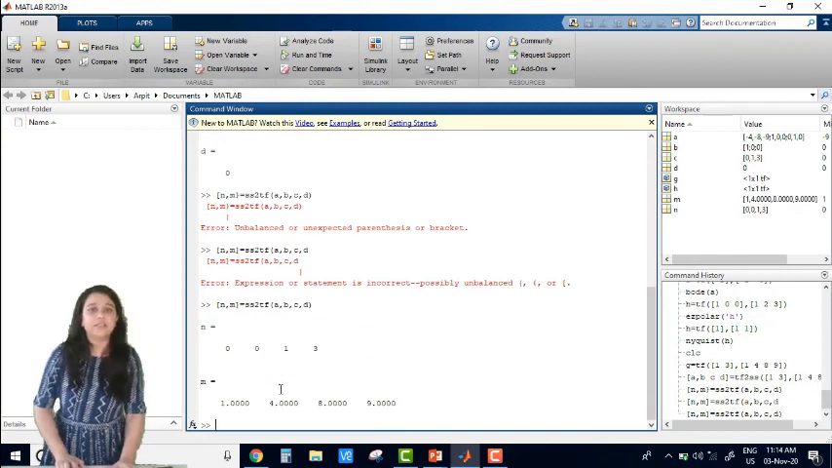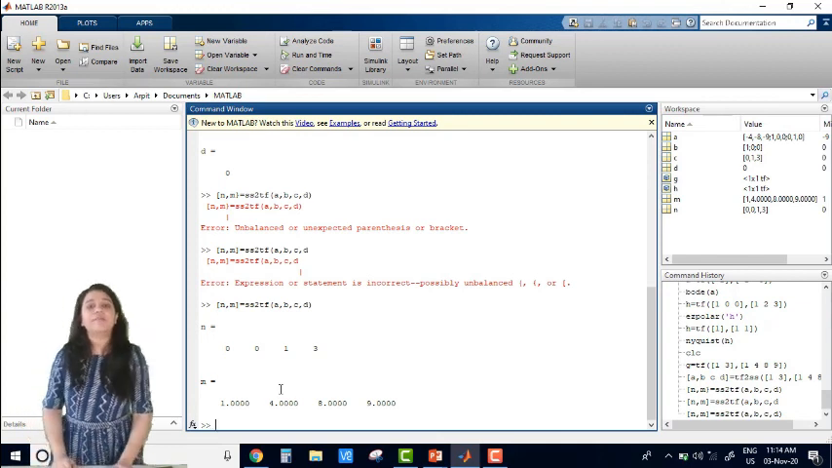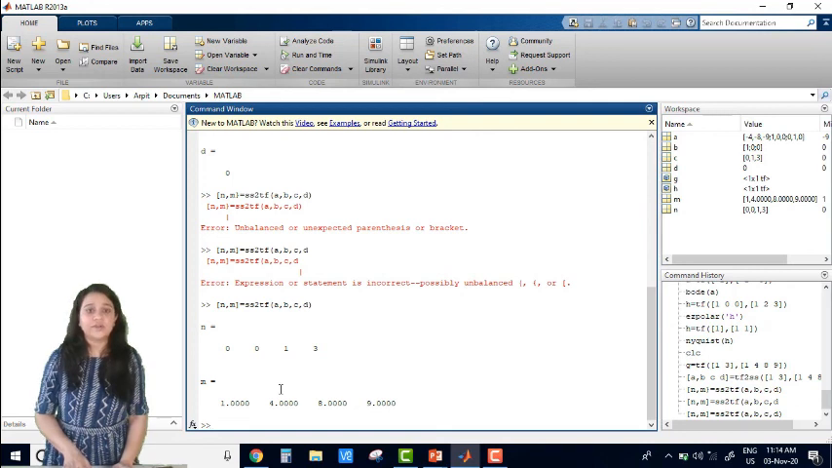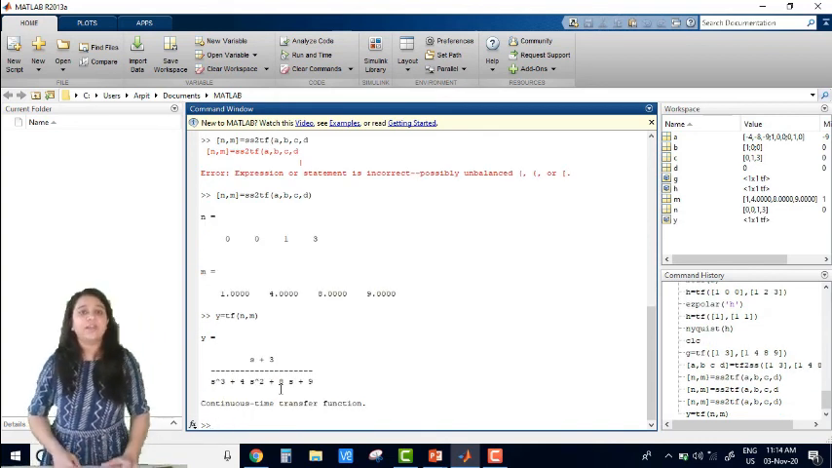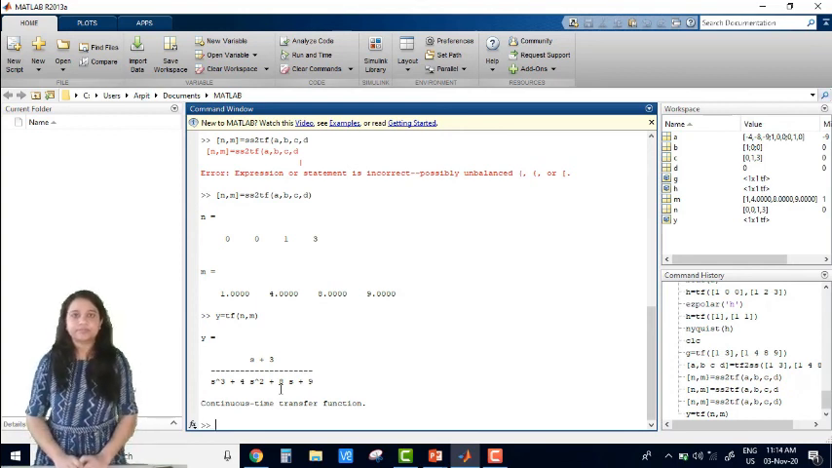So this is the value of the numerator and denominator, and using the values of n and m we can find the transfer function. Suppose y is equal to tf in the bracket n comma m. Okay, so using the value of the state space we can find the transfer function of this system.